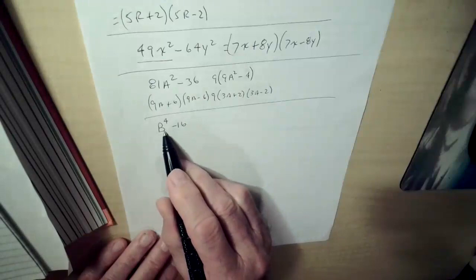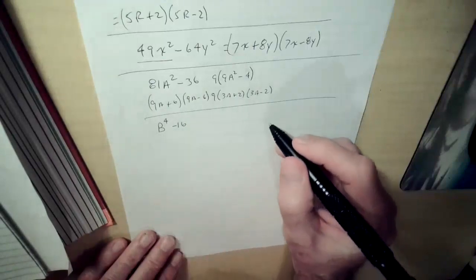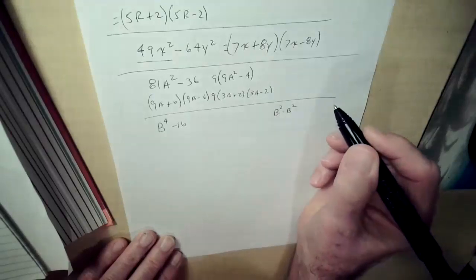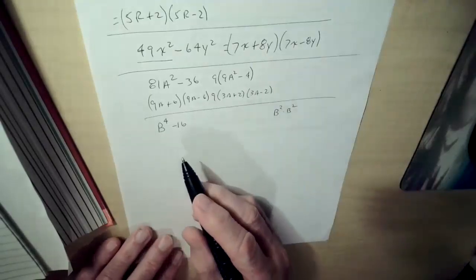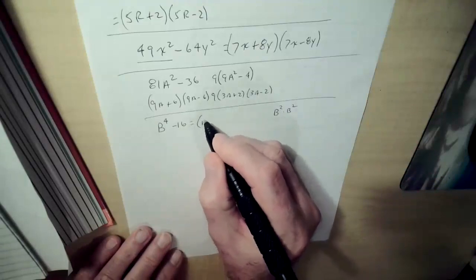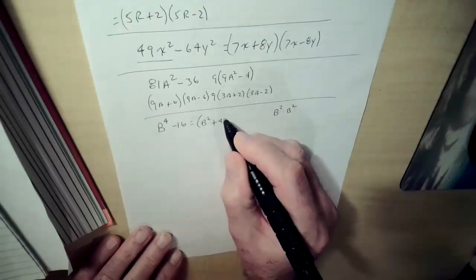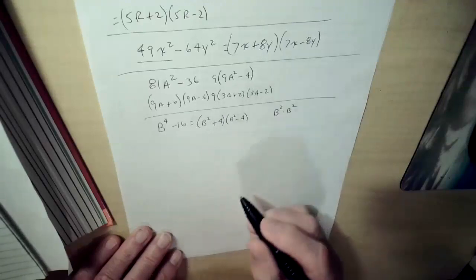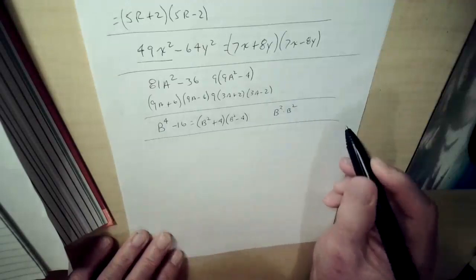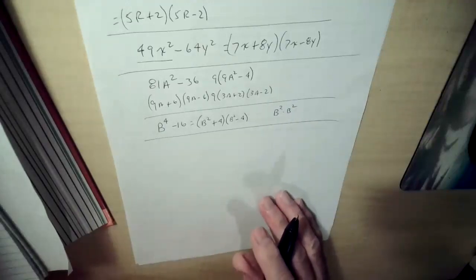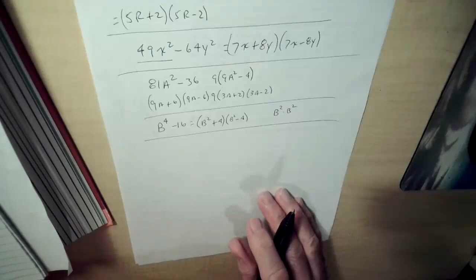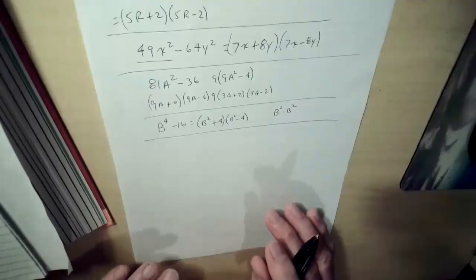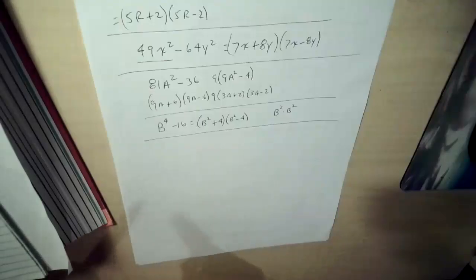Okay. This is going to take a little bit more thinking, but really not a whole lot. b to the 4th power minus 16. Is b to the 4th power a perfect square? Yes. It's b squared times b squared. So this is going to be b squared plus 4 and b squared minus 4. Same thing. Okay, what else?